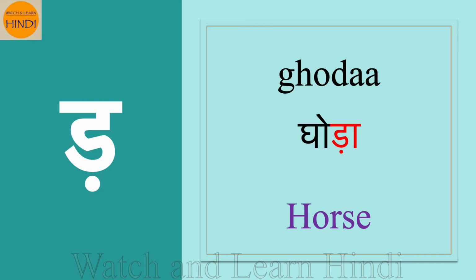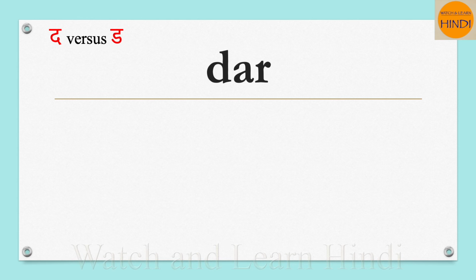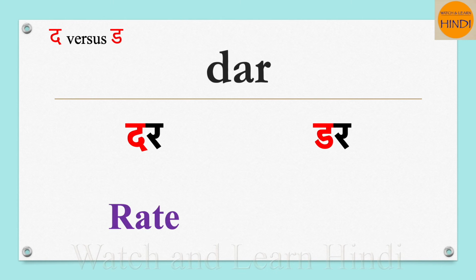Now let's see what happens if we replace one letter for another. We will start with the versus the. So here the spelling is D-A-R. So D can either be pronounced as the or the. If we use the word will be dar. And if we use da, it will be dar. Dar means rate, as in interest rate. Dar, as you might remember, means fear, because nidar was fearless.